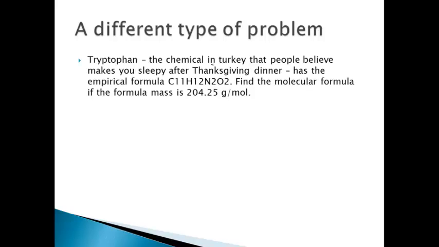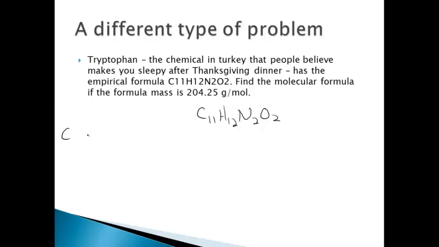Now, you'll notice here that they don't give you percentages. They've actually done a really nice thing for you here. They gave you the empirical formula. Sorry, the subscripts are missing here. That should be C11H12N2O2. If you remember, when we get the percentages, our whole point is to get the empirical formula, and they gave it to us. They also gave us the molecular formula's mass. So all we need to do is find the molar mass of the empirical formula.